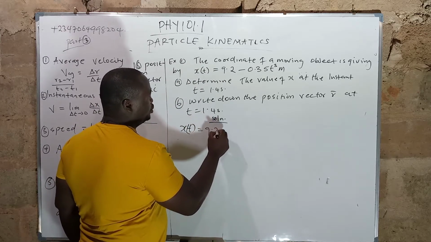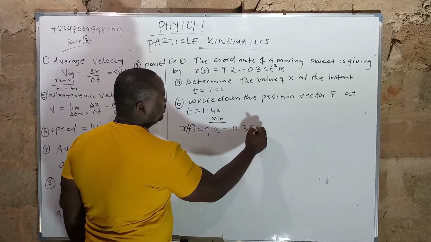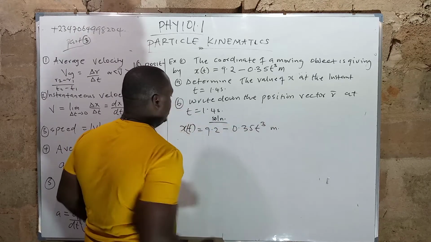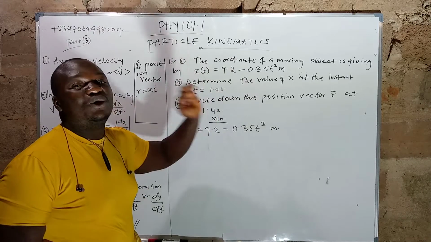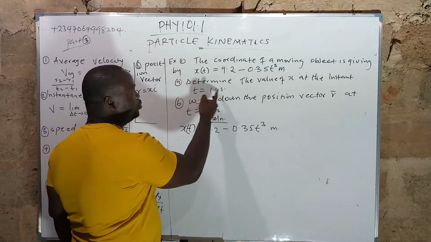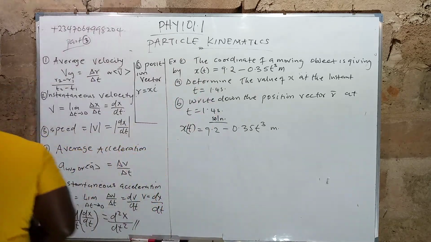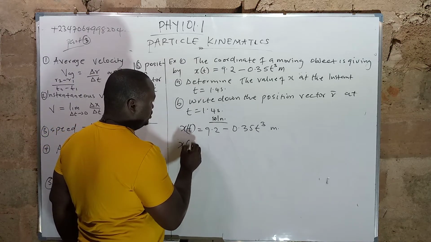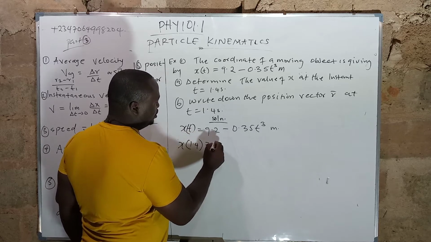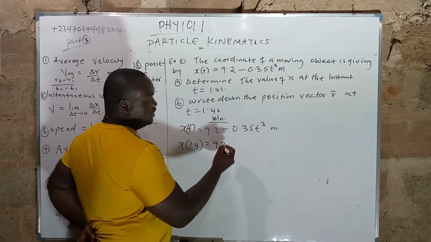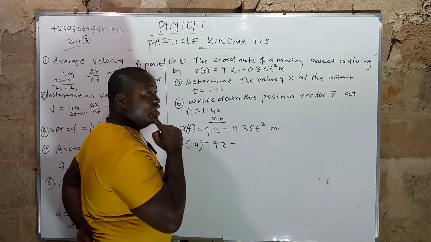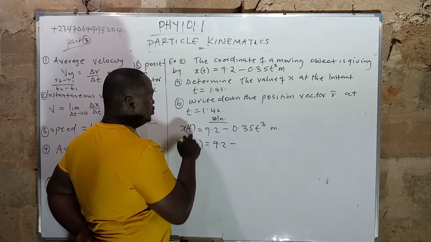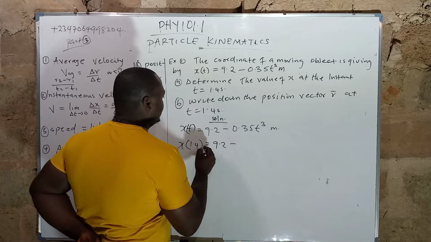is equals to 9.2 minus 0.35 T cube m, right? Now, they only ask you to determine the value of S. That means wherever you see T, put 1.4. Can you pause the video and solve it immediately? Can you? Now, so this is just S at 1.4 is equals to 9.2. There's no S value here, so minus, there's no T value here. Wherever you see T, replace it with 1.4. That's what it means.